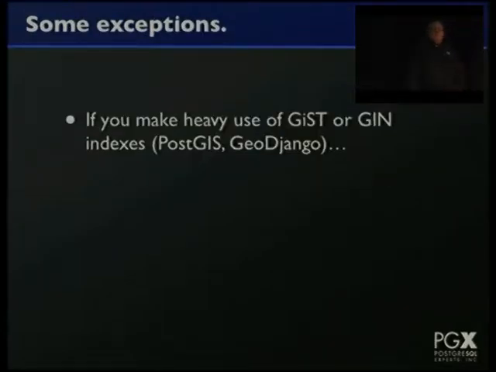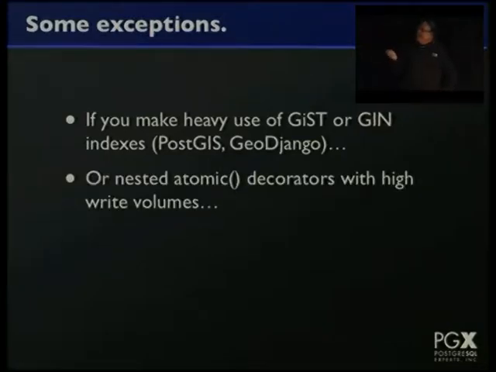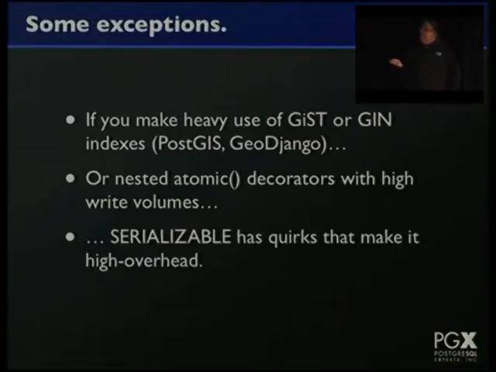There are a couple of exceptions which are really edge cases. Who's using PostGIS? Okay, if you're using PostGIS and you're using heavy gist and gin indexes in that, or you have nested atomic decorators, not just a single level, but nested, so it's using save points, not just transactions, with heavy write volumes inside the inner transaction. Like I said, definitely an edge case. Serializable does have some quirks right now that make it kind of high overhead in those situations. So you may not want to turn this on by default if you're in one of these two cases. These are, needless to say, fairly rare. This one's relatively common. This one's really rare.